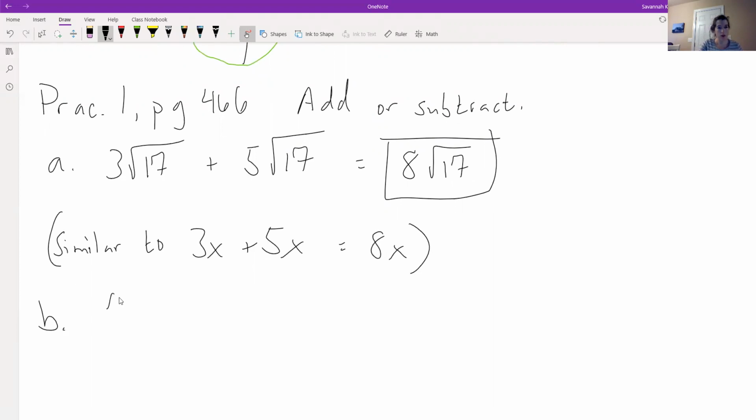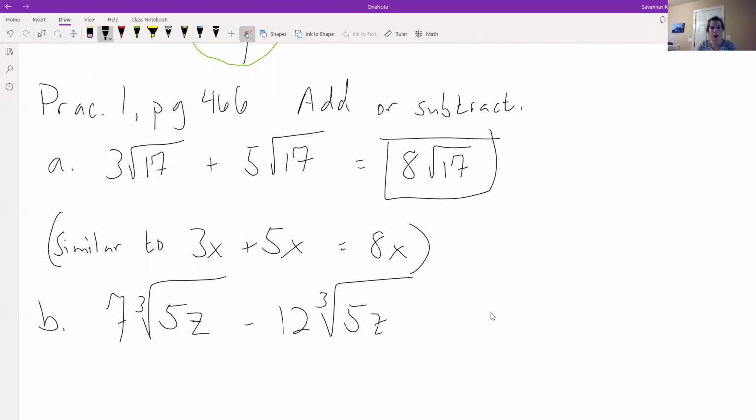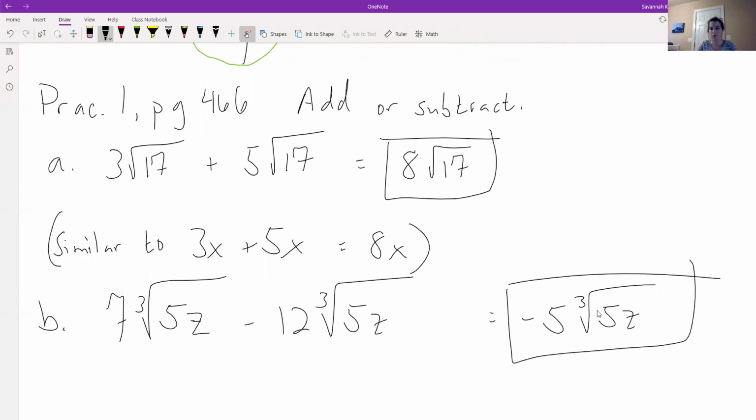All right, here we've got 7 out front of a cube root of 5z minus 12 out front of a cube root of 5z. So the cube roots match, the 5z's match. 12 minus 7, negative 5. Cube root of 5z. Okay.